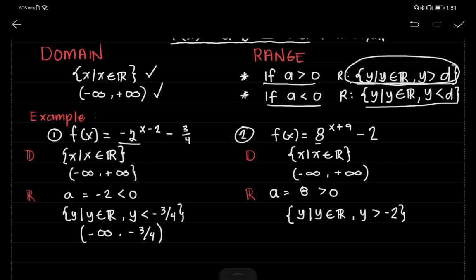Or we can express our answer in interval notation. Since this is greater than, ilagay mo muna yung value ng ating horizontal asymptote, which is yung d. So negative infinity up to positive infinity. So this is now our answer ng domain in the range of the exponential function.